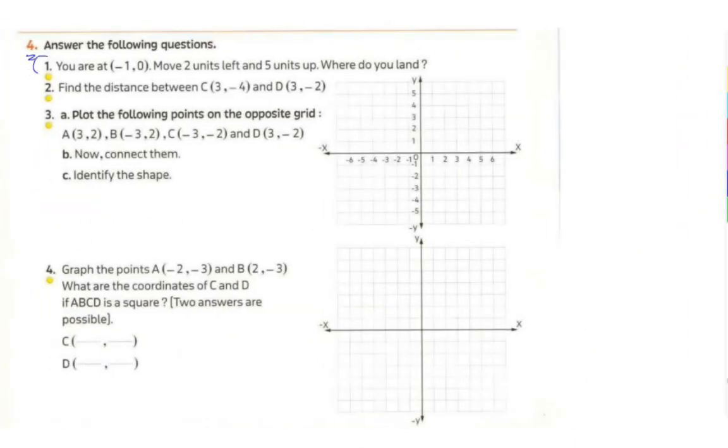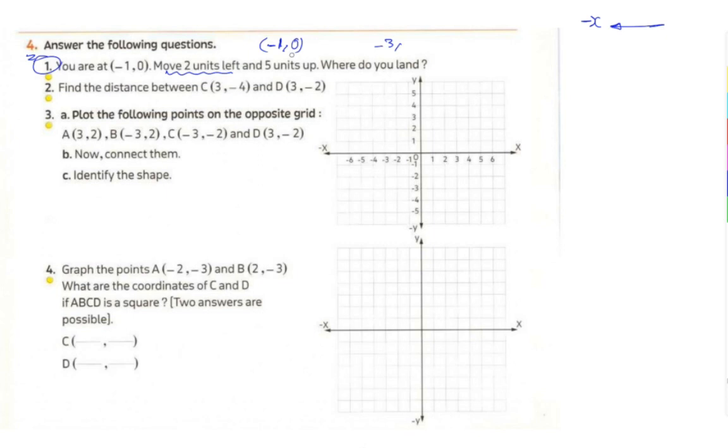Question number 4. Answer the following. First point, you are at (-1, 0). Move 2 units left, 5 units up. Where do you land? Now, we have (-1, 0). I need to move 2 units left. Two units left is along the x-axis, but negative x. So I will subtract 2 from -1 and go 2 units left. So -1 minus 2 will be -3.